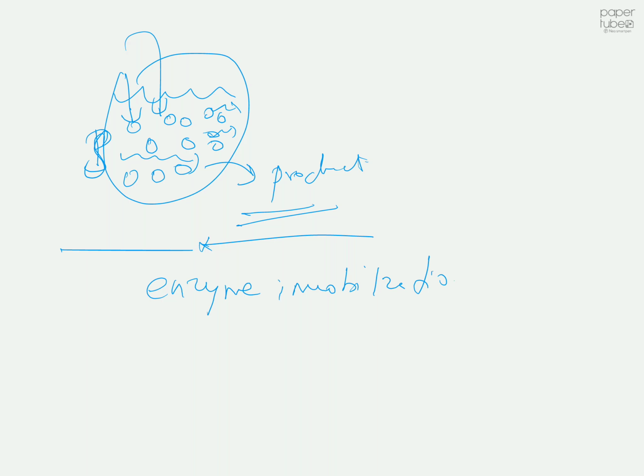So enzyme immobilization can help you skip most of these commonly encountered problems while manufacturing some product using enzymes. I'm just going to quickly explain the advantage, taking the filtration technique as an example.